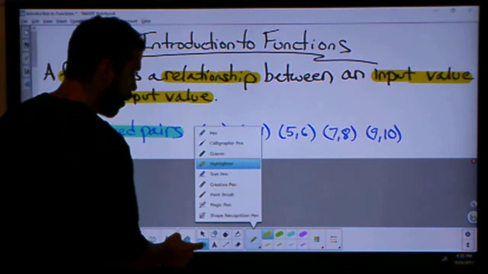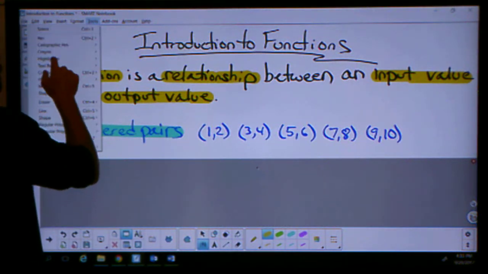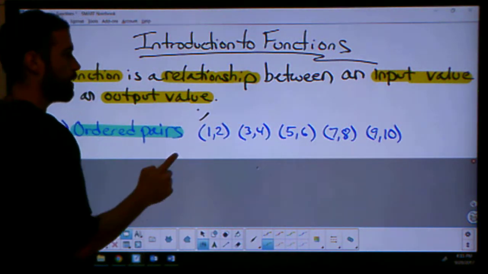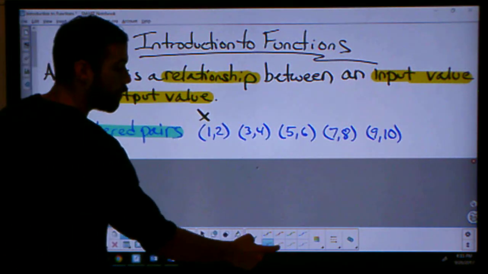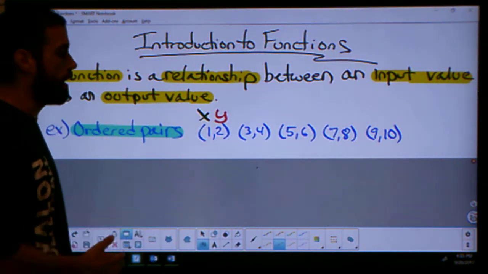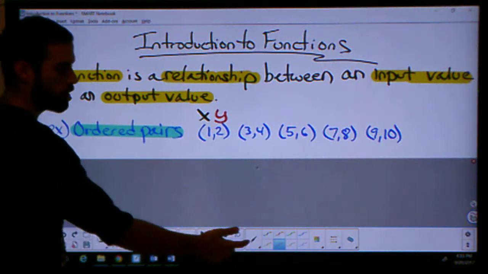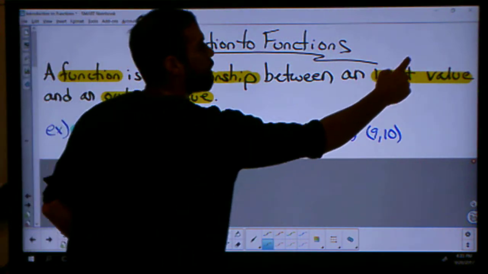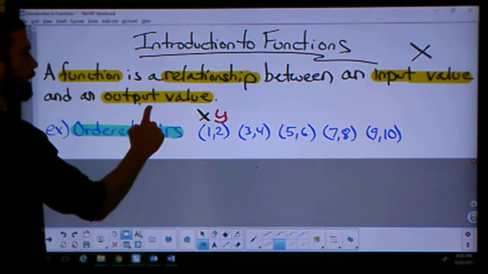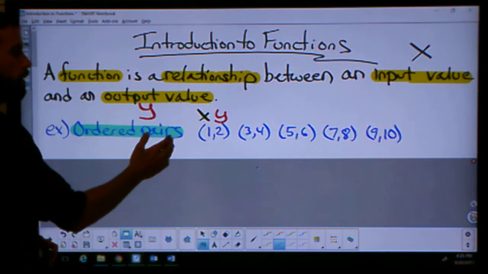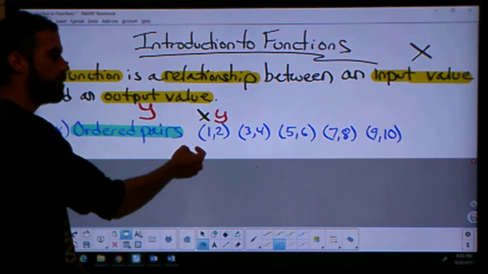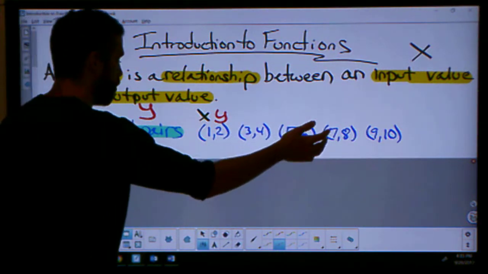Something that you should know from last year's math class would have been that the input value is associated with the variable x, and then the output value is associated with the variable y. All of your ordered pairs are x, y coordinates. So very important thing to remember, your input value is always the x variable, your output value is your y variable. So this set of ordered pairs is showing you a function. When you put in 1, you get 2, when you put in 3, you get 4, so on and so forth.